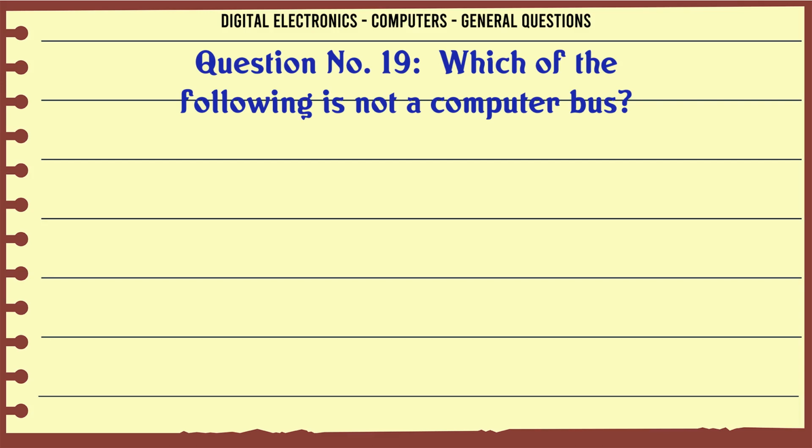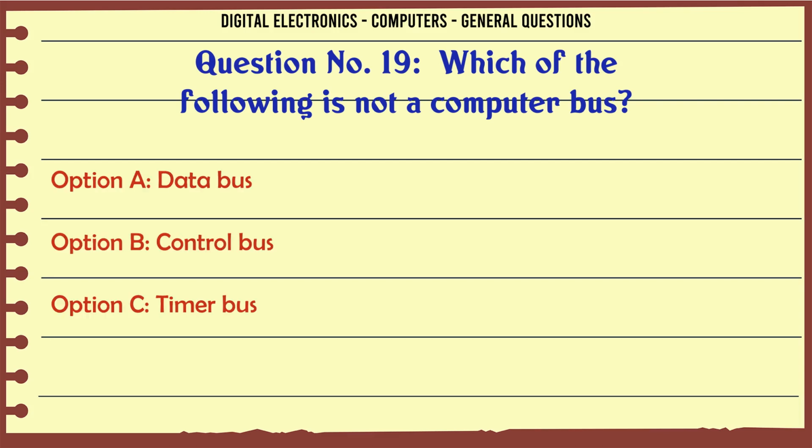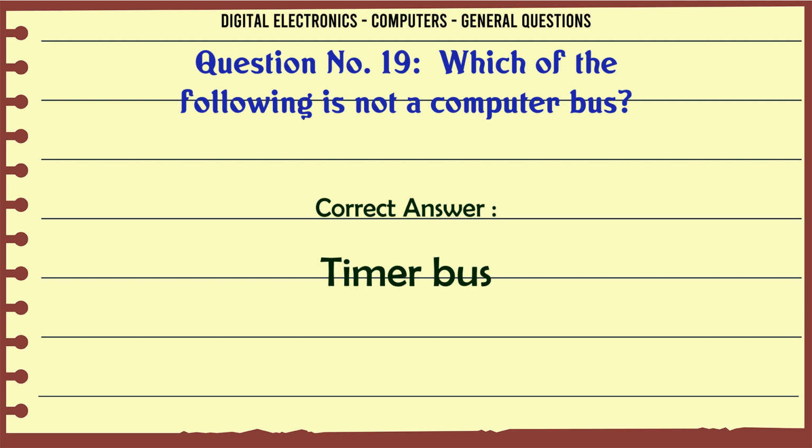Which of the following is not a computer bus? A. Data bus. B. Control bus. C. Timer bus. D. Address bus. The correct answer is timer bus.